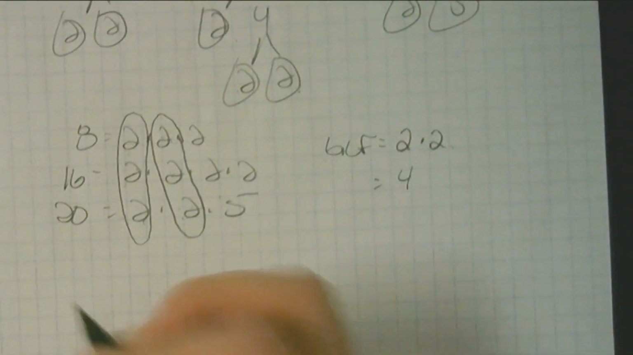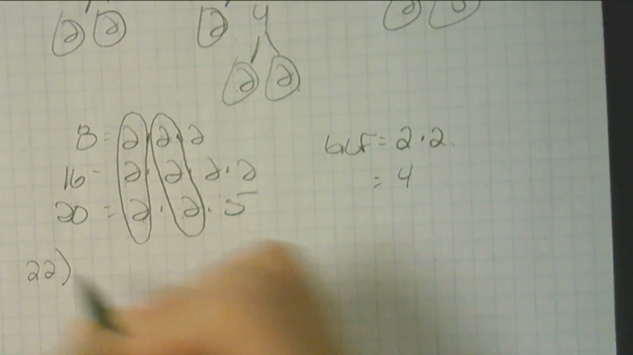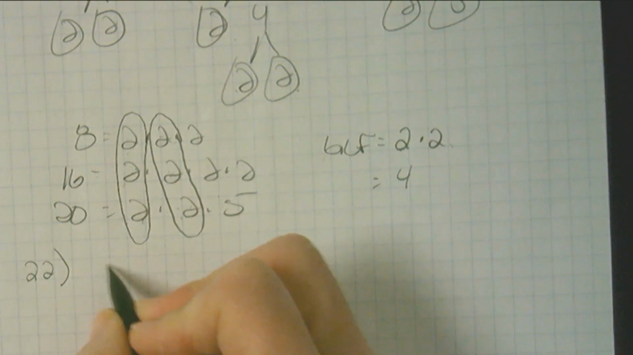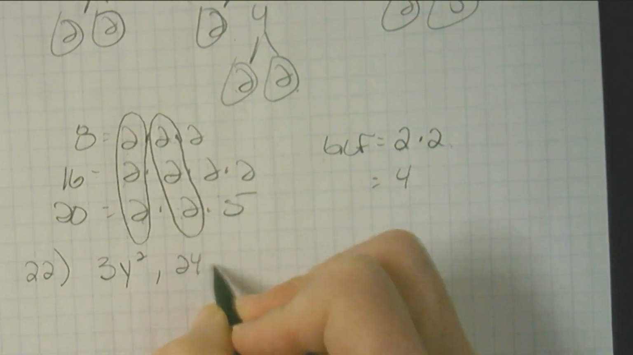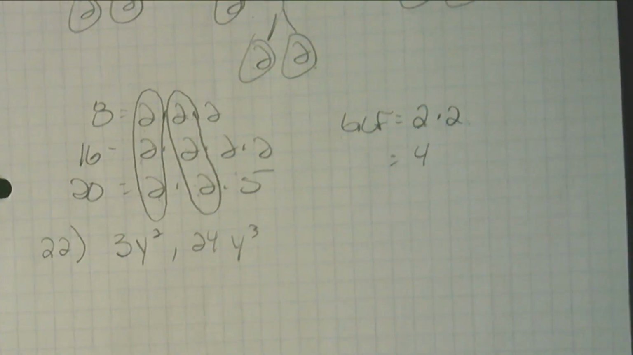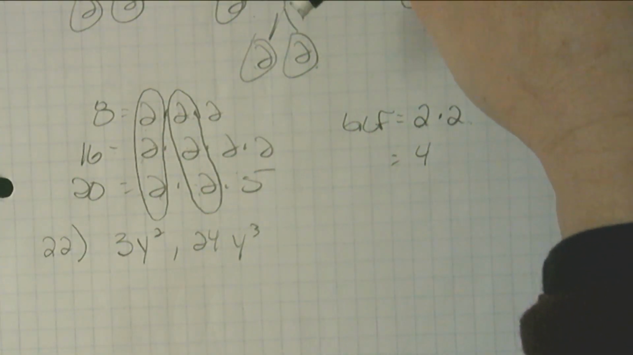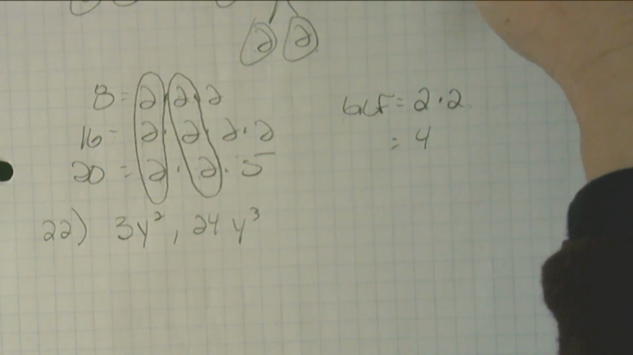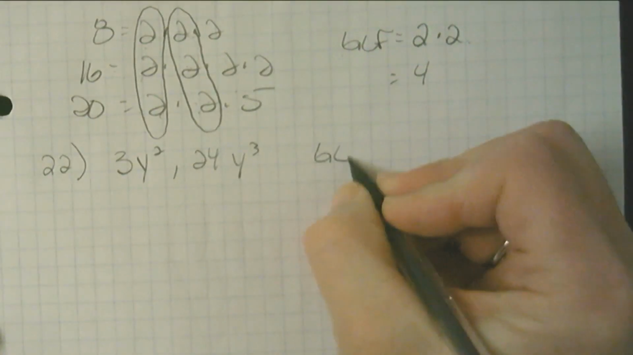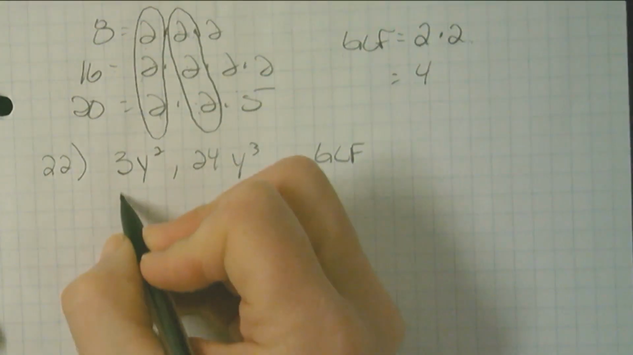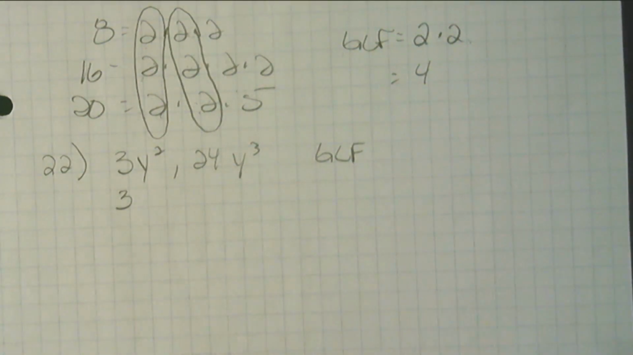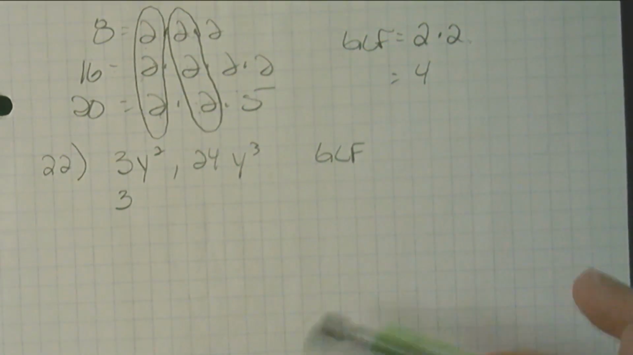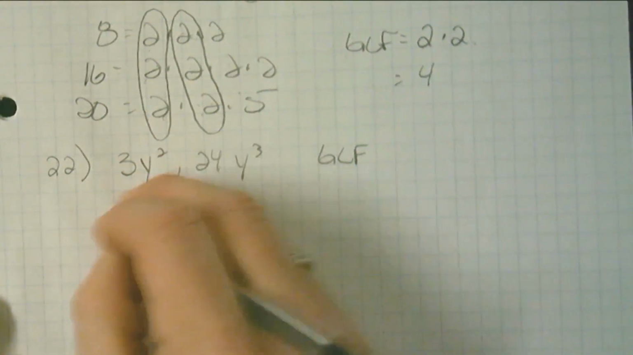Angela? 22? All right. So 22 said I have 3 times y squared and 24y to the third. And again, we are looking to use prime factorization to find the GCF. All right, so 3 is prime. So there's nothing I need to do for 3. You don't even need to do the prime factorization of 3. It's just 3 times 1. So we're going to leave that alone.